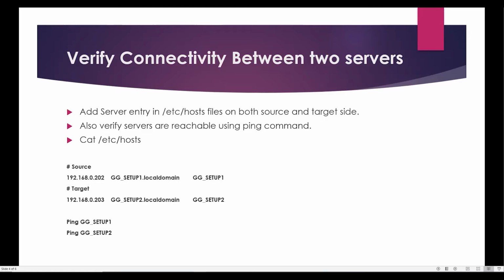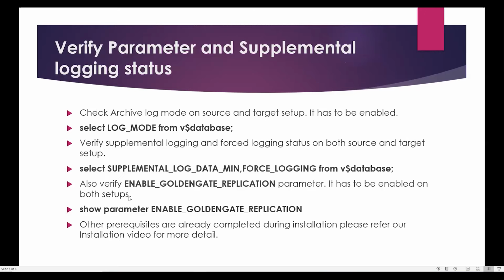Moving further, we have to verify the parameters, whether the archive log mode is enabled or not, and we also have to verify that supplemental log data along with force logging is enabled. Those things we have already covered during our installation. In that video we covered how to perform the installation along with some prerequisites like how to enable supplemental logging and how to enable the GoldenGate replication parameter.